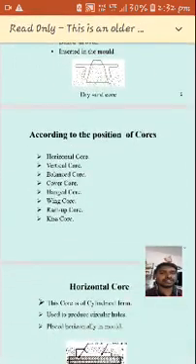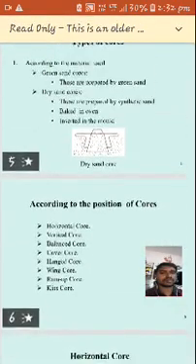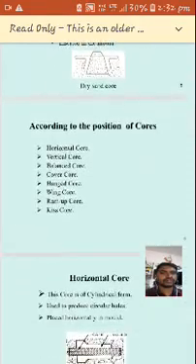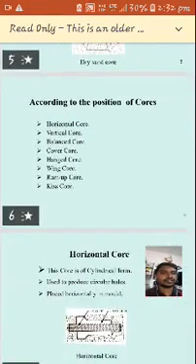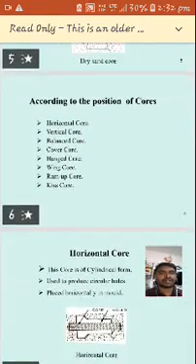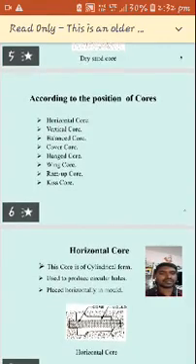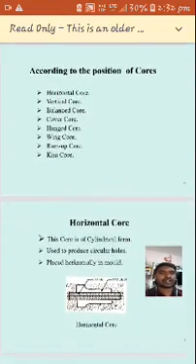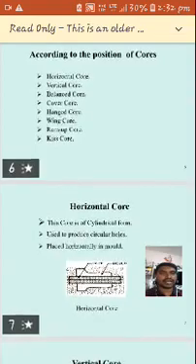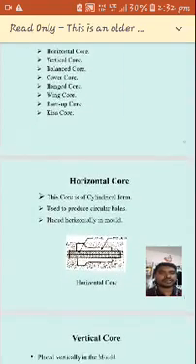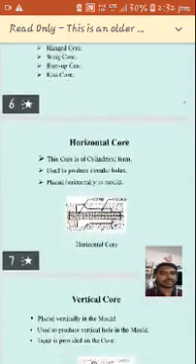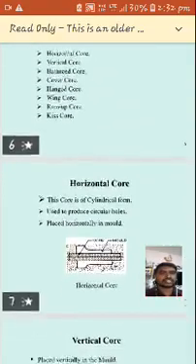According to the position of core, this is again divided into various types: horizontal core, vertical core, balanced core, cover core, hanging core, wing core, ram up core, and kiss core. These are the various types of cores.